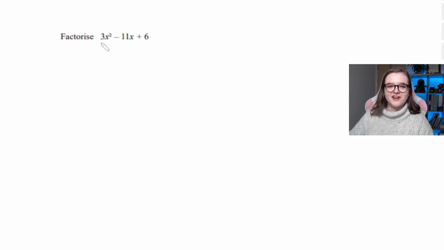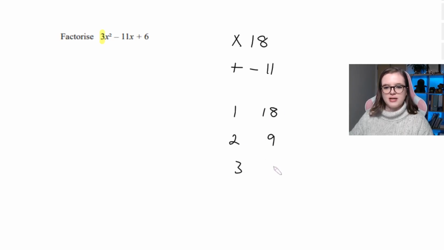Next up, factorise 3x squared minus 11x plus 6. So again, one of those ones with a number in front of the x squared. So a grade 7 quadratic. So first off, we're going to times to get the times. 3 times 6, that's 18, and then add to still get minus 11. And then factors of 18: 1 and 18, 2 and 9, 3 and 6. Okay, and then it's going to be this one, isn't it? These will get us to minus 11.